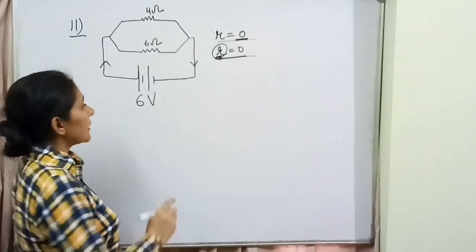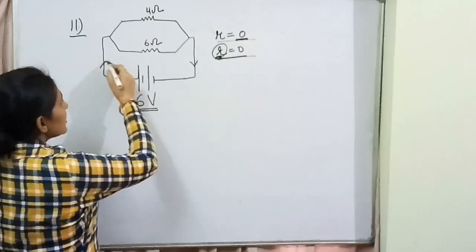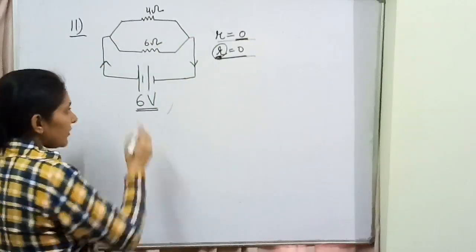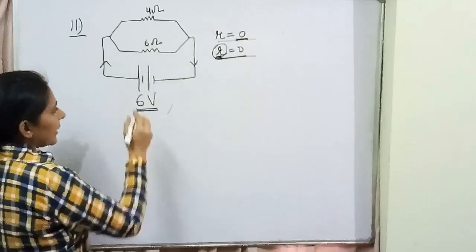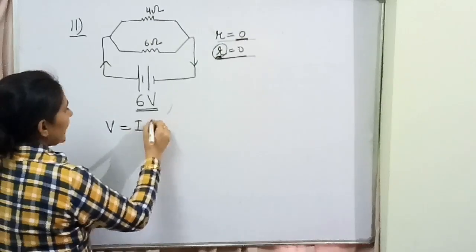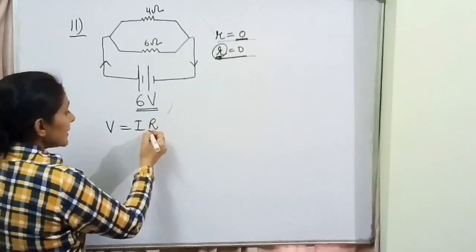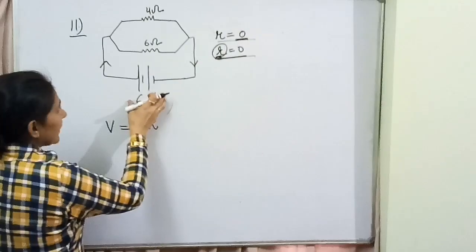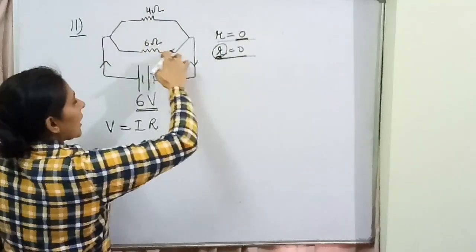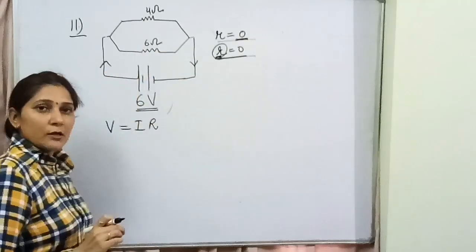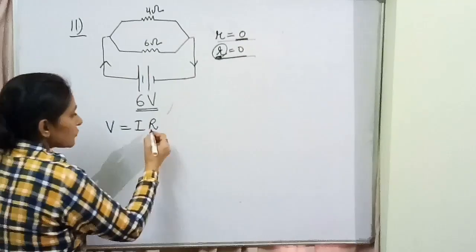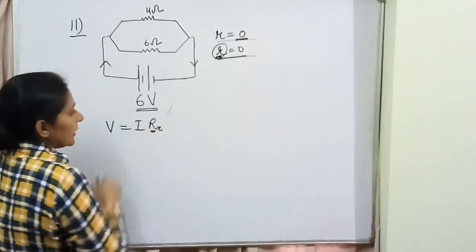First you need to find out the current through the battery, meaning how much current this battery is able to provide to this complete circuit. When we talk about current provided by the battery, we can use Ohm's law, V is equal to IR. This complete battery is providing current to this complete setup. That means first we need to find out this total R. For that, we need to find the equivalent resistance.